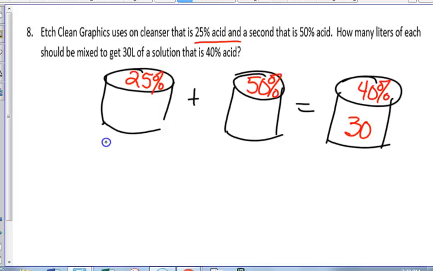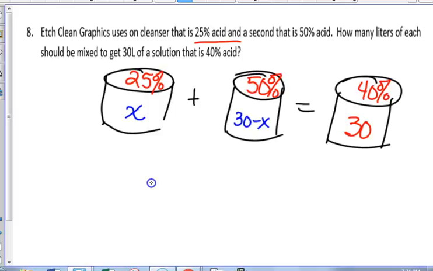We can use 2 variables or we can use 1. If we only use 1, we would call some of this X. How do you say the rest? If it has to total 30, 30 minus X. Okay? In other words, if it's 5, the other one has to be 25, which is 30 minus 5. Does that make sense? If it's 10, 30 minus 10 would be 20.